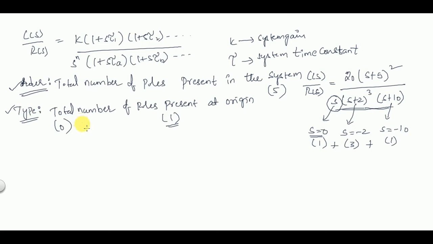These two are very important. Basically type is more important because this concept will again come when we discuss time response analysis. So please remember these two. And next is, what are the advantages of finding the transfer function?